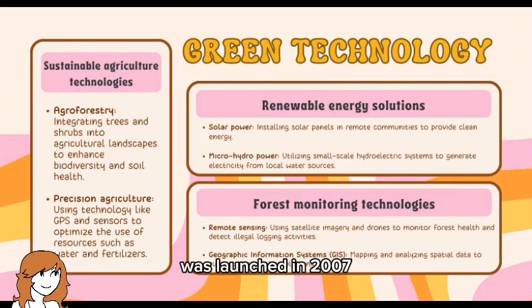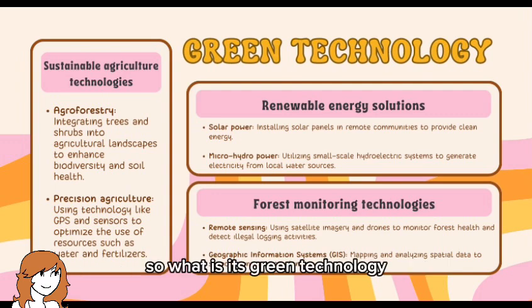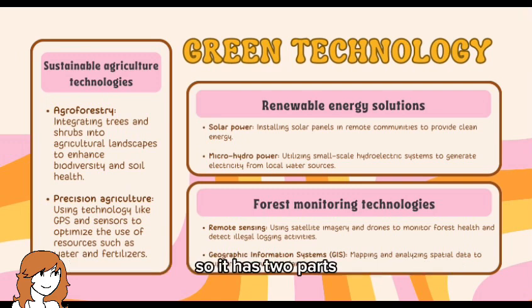It was launched in 2007 as a collaborative effort among Brunei, Indonesia, and Malaysia to conserve the unique biodiversity and ecosystem of the Borneo rainforest. So what is its green technology? The first one is sustainable agriculture technologies. So it has two parts.